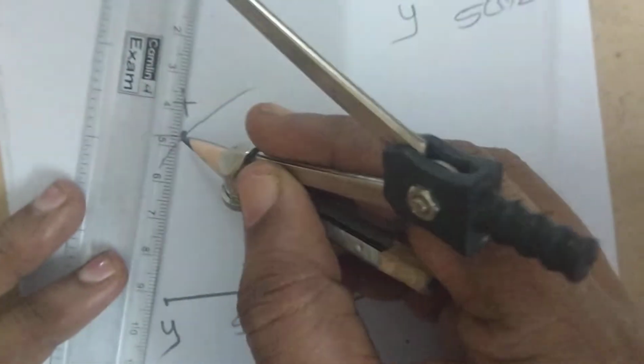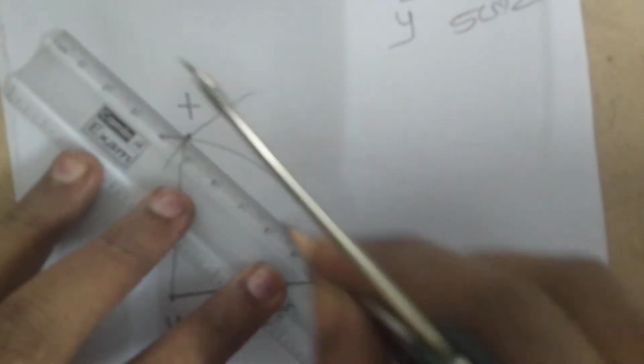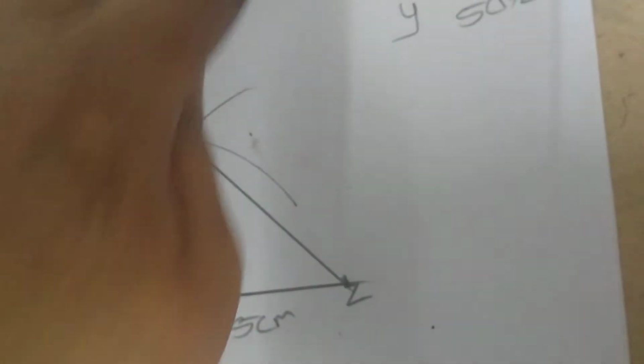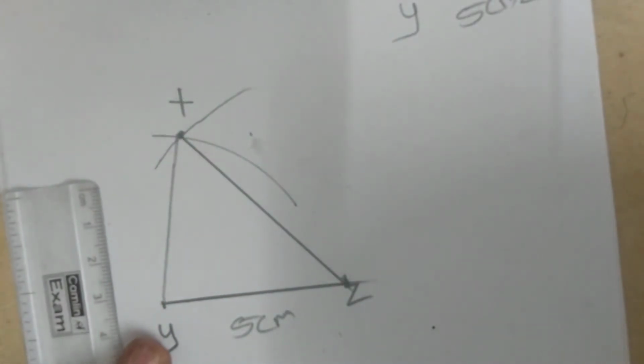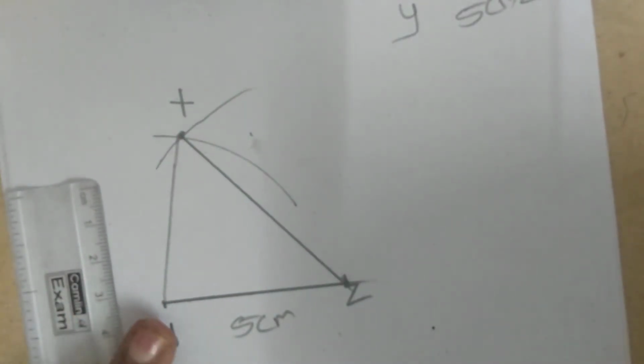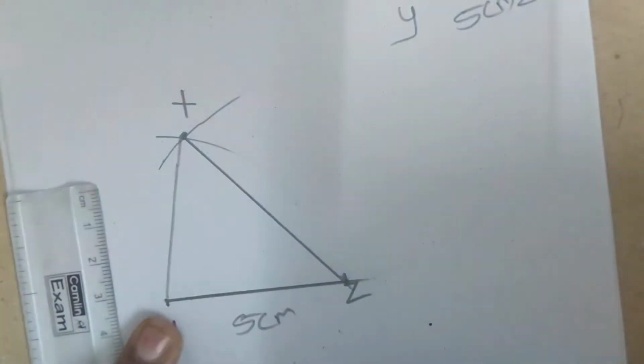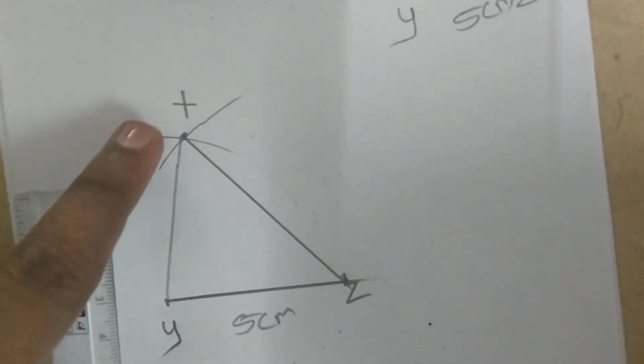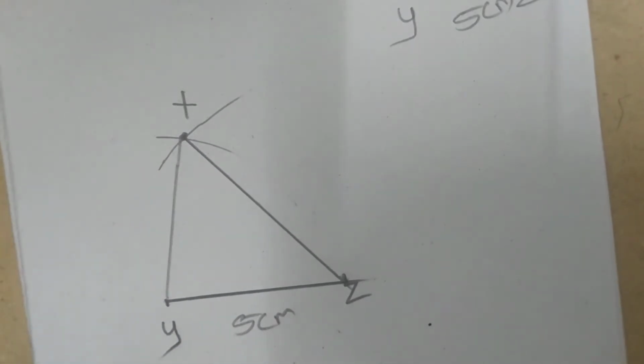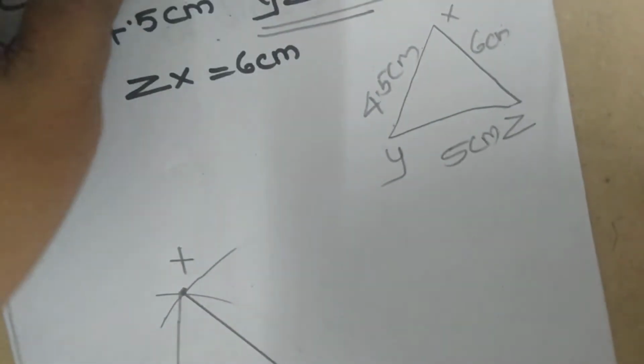Then join X to Y and join X to Z. We get our required triangle. What is our triangle name? XYZ. That is the question: construct triangle XYZ. Then the extra lines you can erase, you can rub them, and then we get a correct triangle XYZ. This is the first question, the construction of triangle XYZ.